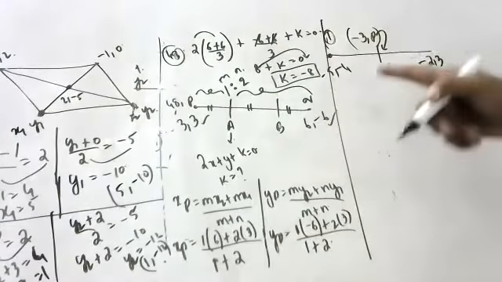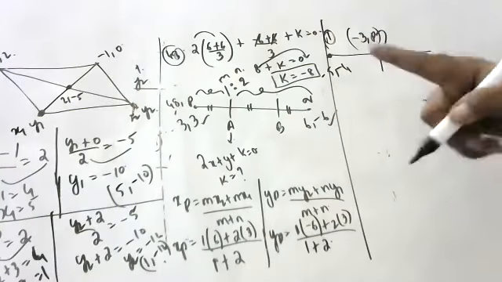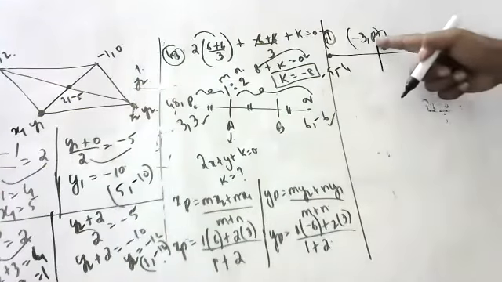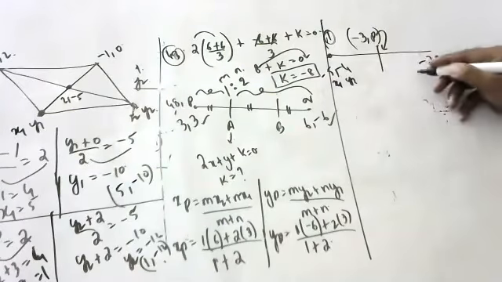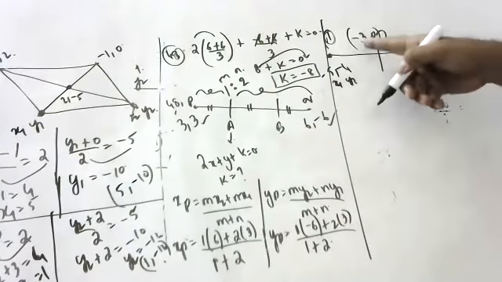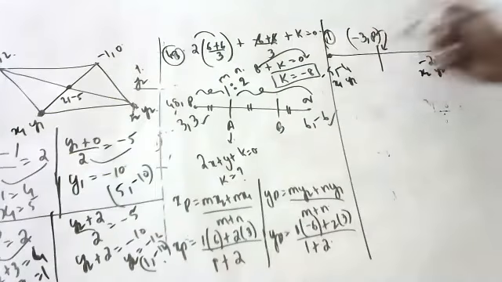How to do this question, children? By using minus 3, we should find the ratio. By using the ratio, we should find p. Those who did not understand, listen, children. Again, I'm saying, by using minus 3, we should find the ratio, and by using the ratio, we should find p.